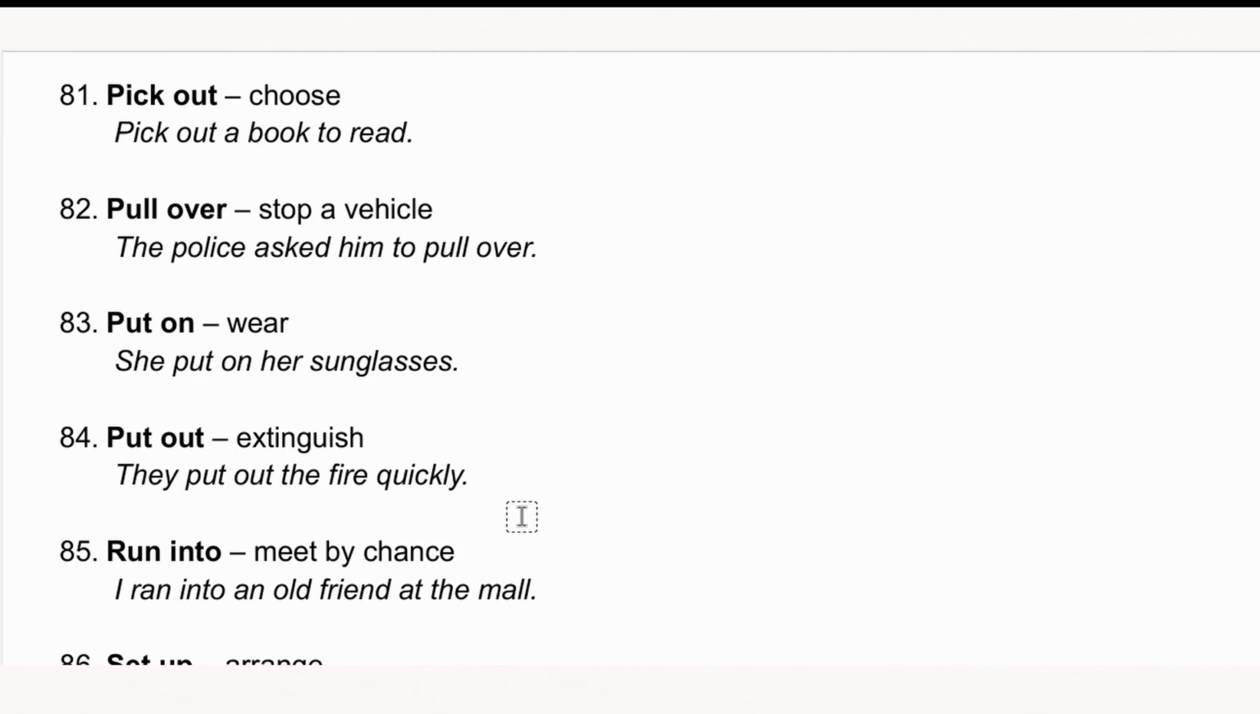For example, the house is burning, and then the fire extinguisher comes to extinguish the fire, to put out the fire.